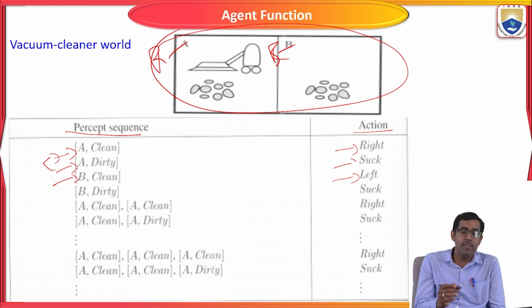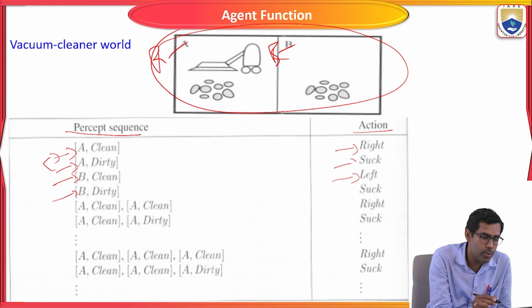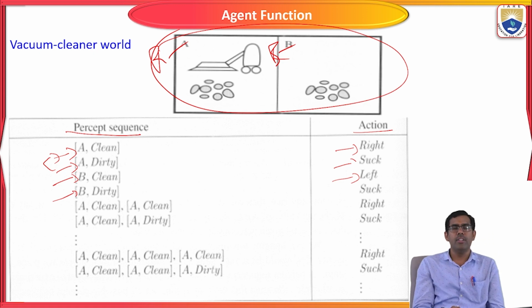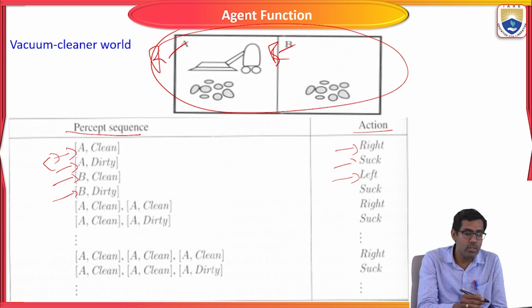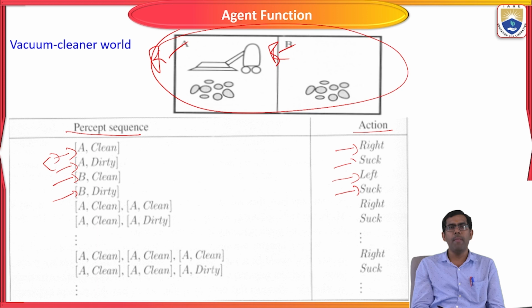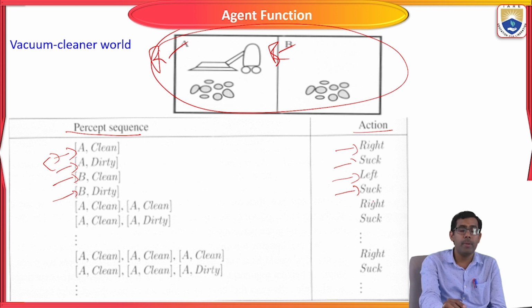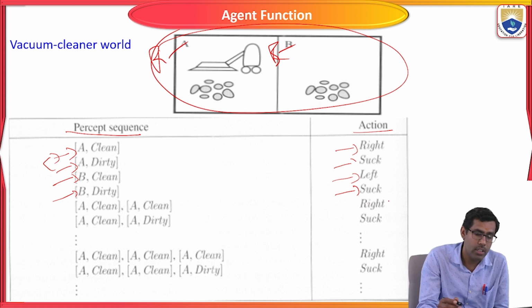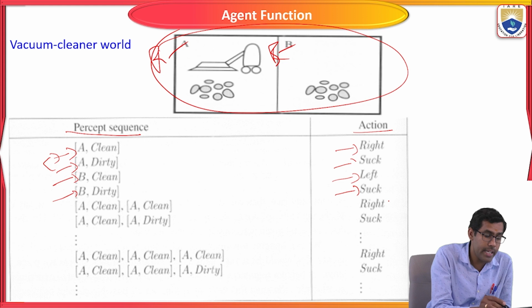Okay, so if the room is dirty, the second room also is dirty. So what instruction will the AI machine get? It will suck. Okay, so it will take the action. It will suck the dirt. It will get the instruction from the agent, then it will perform some operations. It will suck.